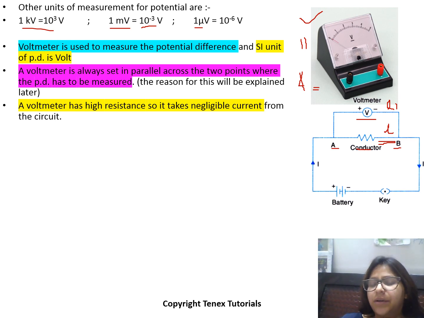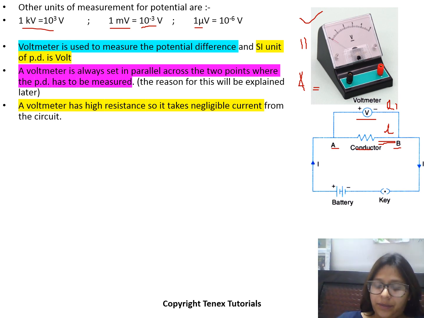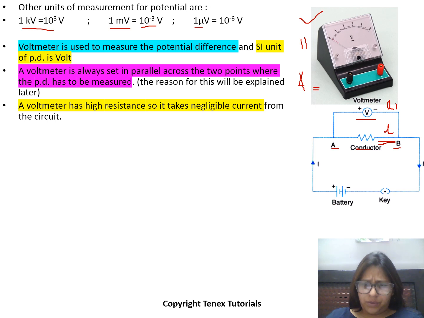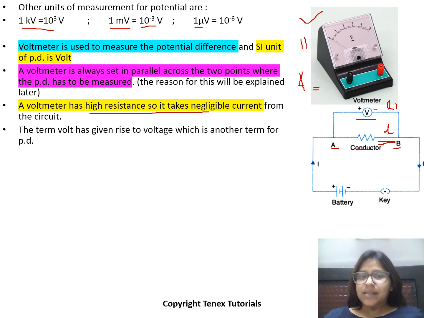We also need to remember that the purpose of a voltmeter is not to measure the current. So we don't unnecessarily want any amount of current, or only a very little amount of current, to pass through it. So I need to have a lot of obstruction in this device in order to not allow a lot of current to pass through it, because the purpose of this device is not to measure current. So it has very, very high resistance, and this is exactly what is written over here, that it has high resistance so that a negligible amount of current passes through it. Further guys, the term volt has been given to voltage, which is another term also used for potential difference.